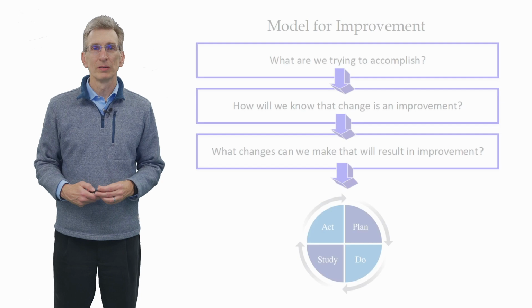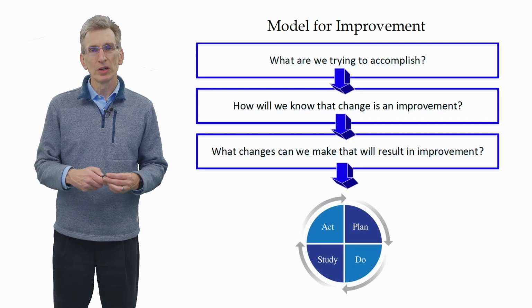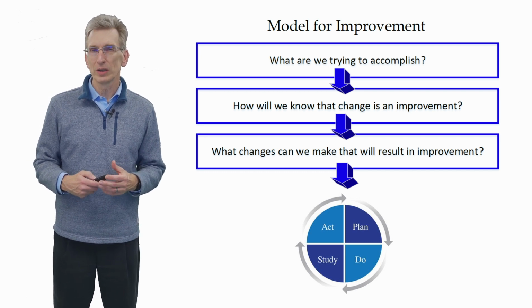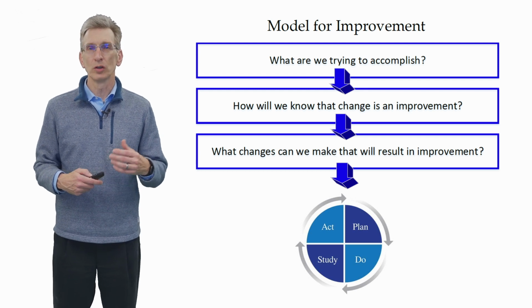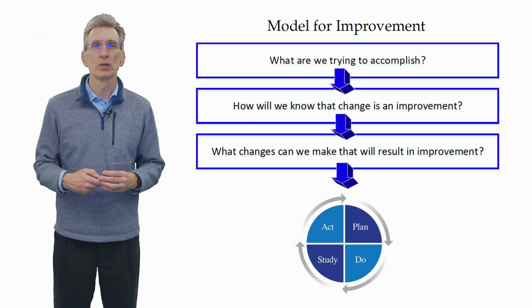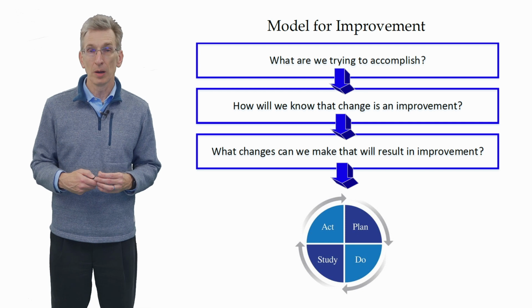So we've used the model for improvement a lot in this education, and whenever you enter into a PDSA cycle, we'd like to think about three things. First of all, what are you trying to accomplish? And we talk about setting goals, using SMART goals as a good tool for you to determine how you're making sure that you've determined what you're trying to accomplish.